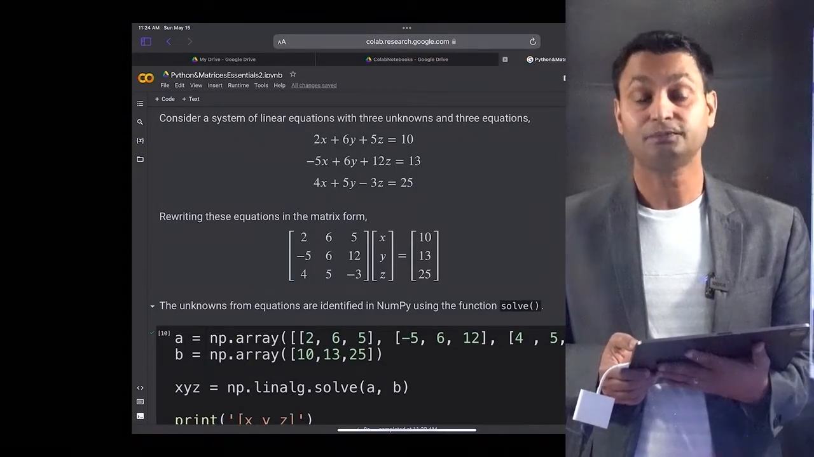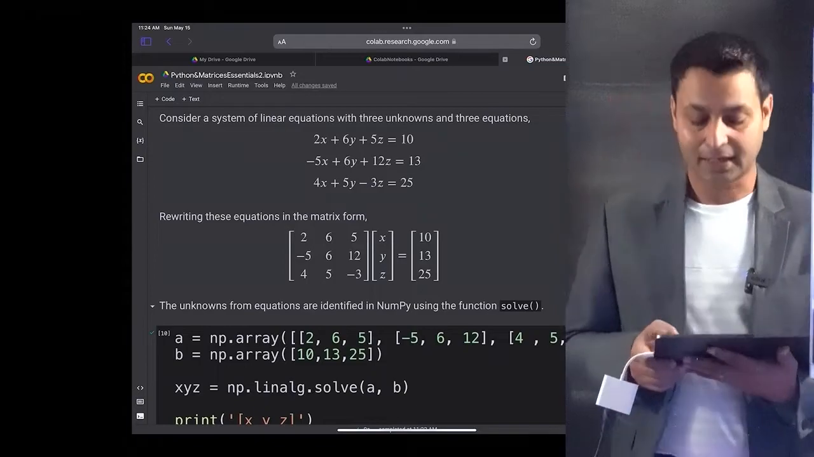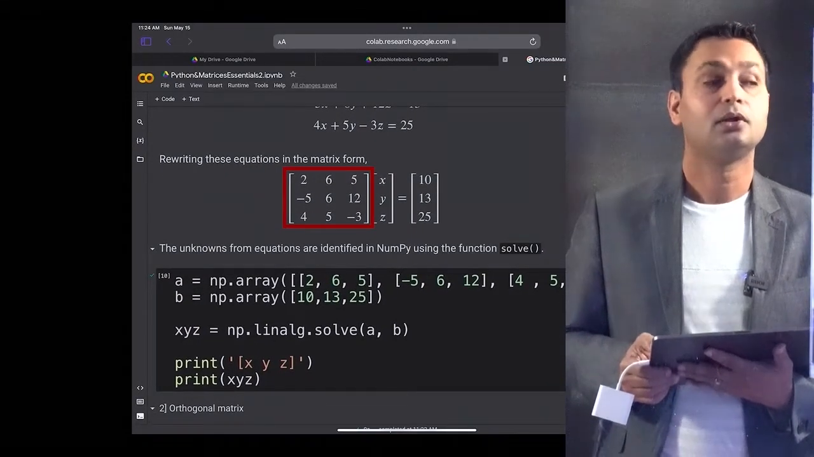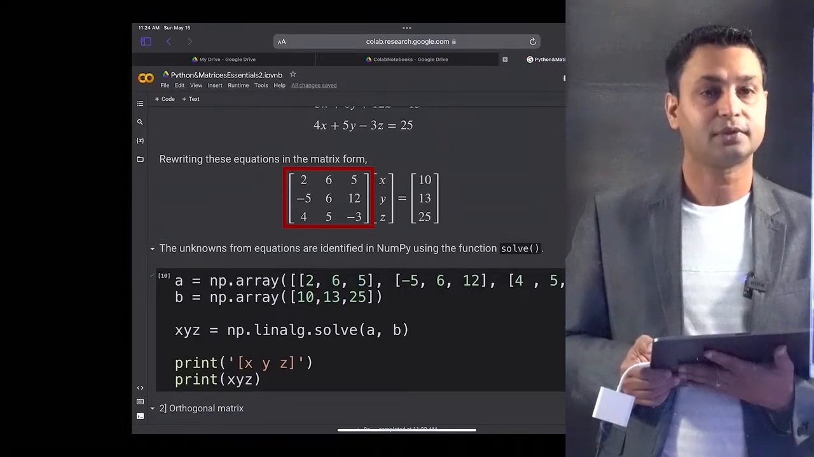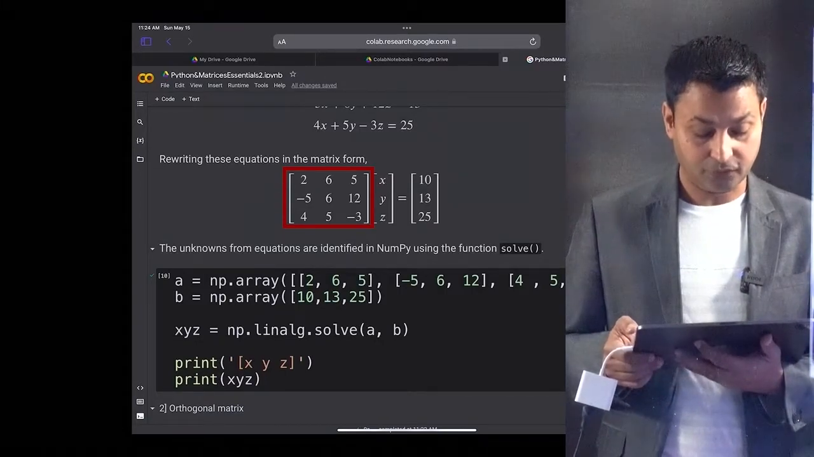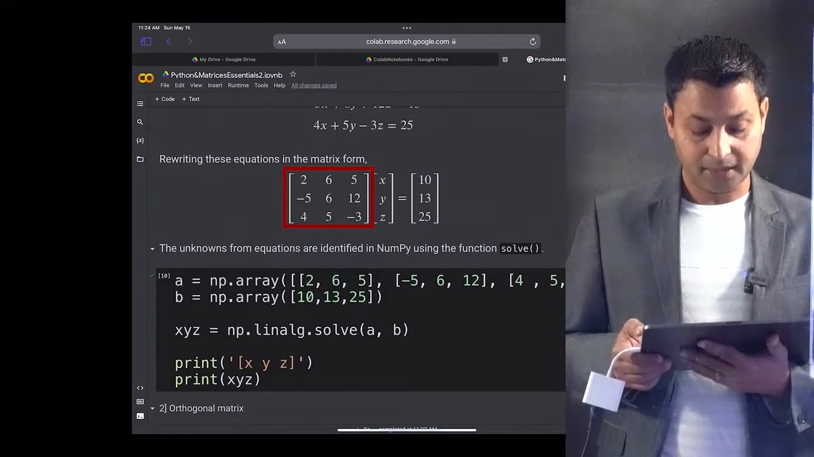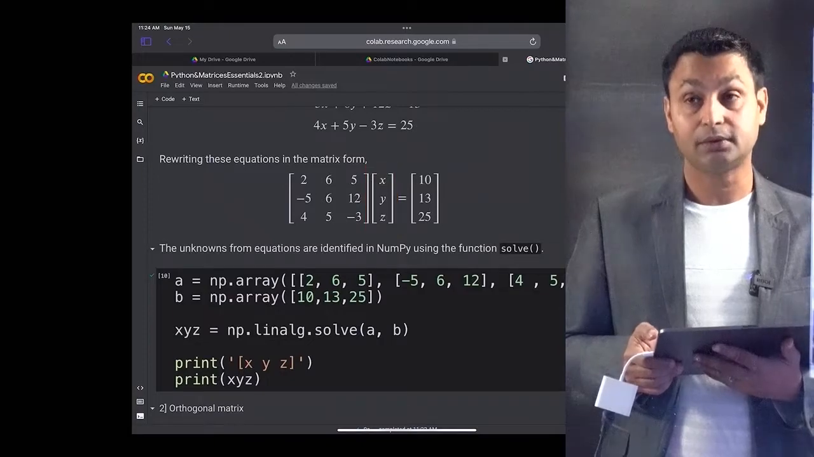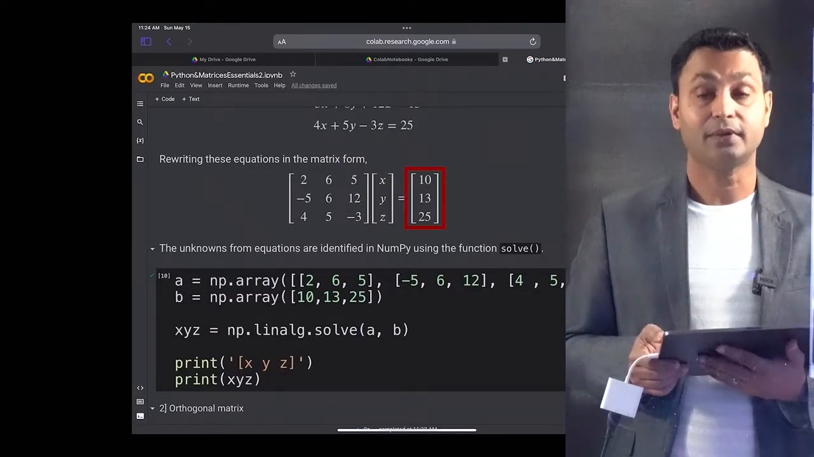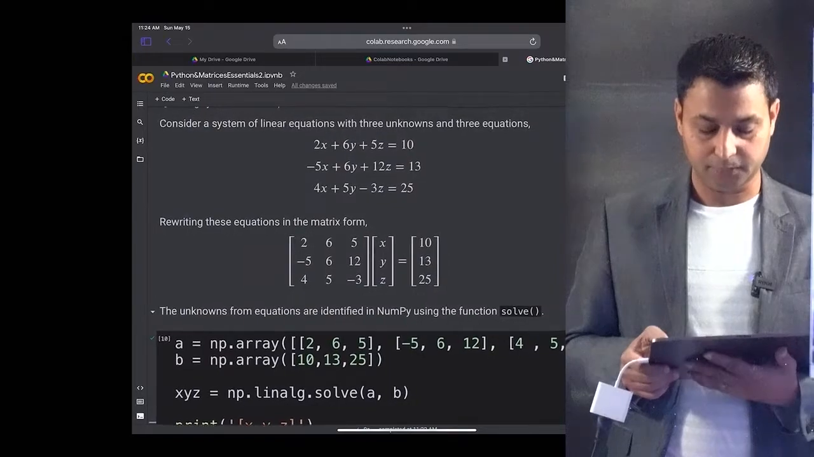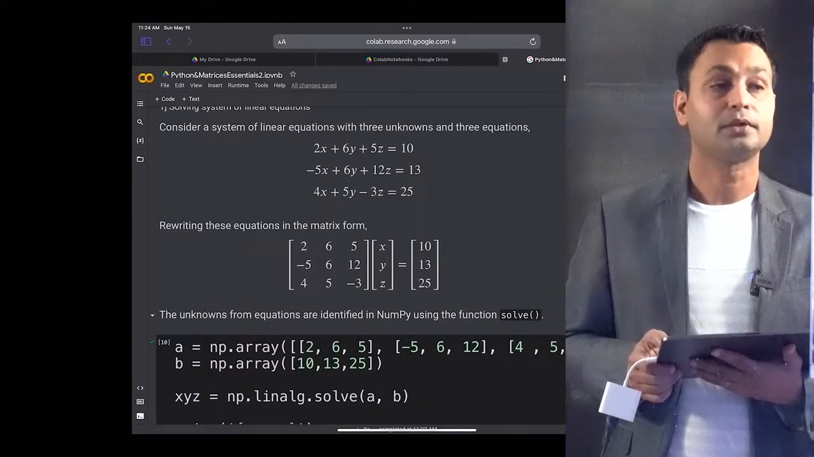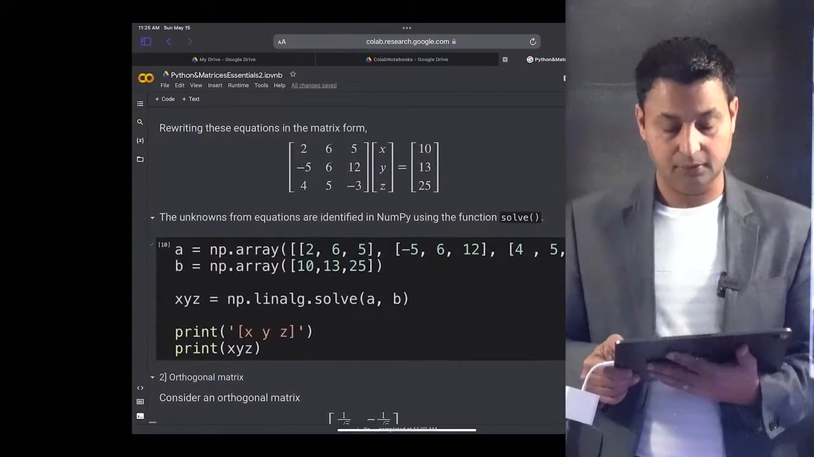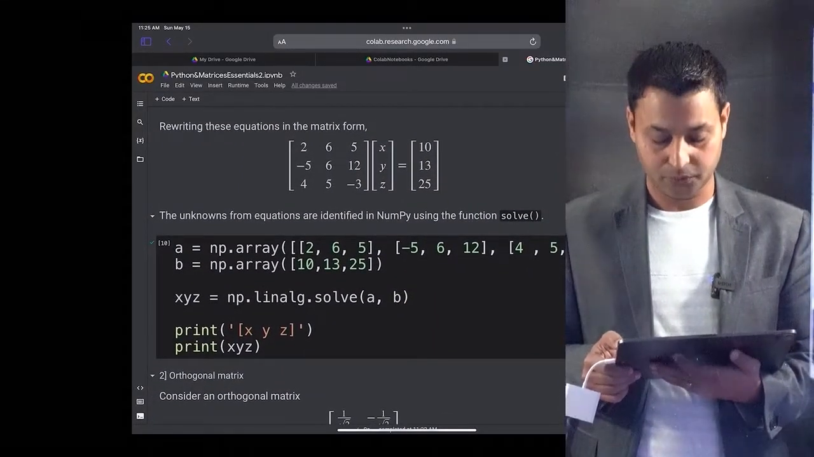From this set of equations, we arrive at the matrix form given here. We have the matrix [2, 6, 5], [-5, 6, 12], [4, 5, -3], multiplied by the vector x, y, z, and that is equal to the vector 10, 13, 25. This is essentially a vector representation of the three equations given on top. Now, if you want to solve this using Python, how do we do that?